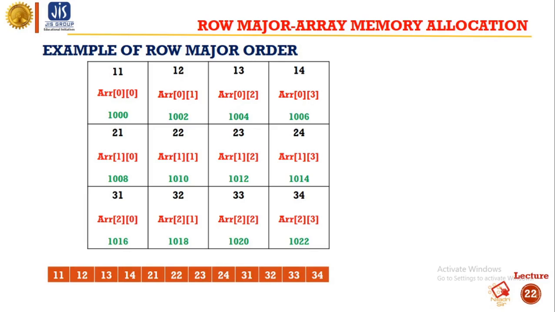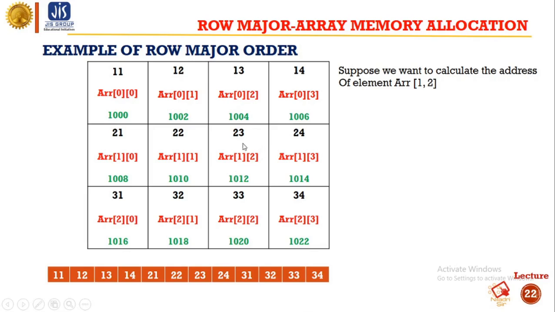Okay, so as you can see that elements are stored in this manner: 11, 12, 13, 14, 21, 22, 23, 24, 31, 32, 33, 34. Okay, these are basically the sequences, how the addresses are stored. Next, suppose we want to calculate the address of element ARR12. So you will find out the address of ARR12, that means this 1012.